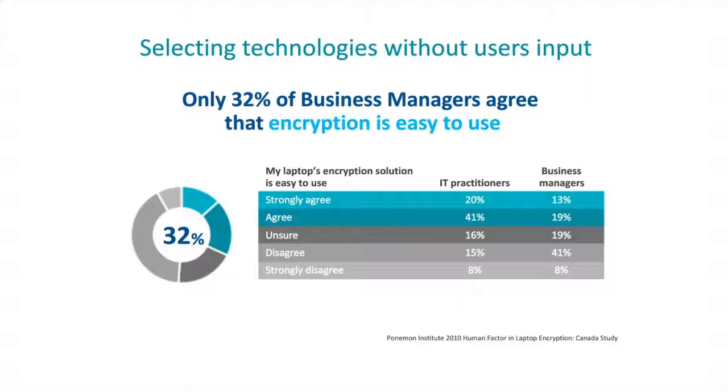And so another big common mistake that we see is that you need to make sure that when you are selecting technologies, you need to do it with users' input, not without. And we see this a lot in the encryption market due to encryption really being a technology that users are not very familiar with because they don't use encryption in their personal life. Whereas if you look at the market, like the two-factor authentication market, most consumers have used this in some form or fashion in their personal life. But specifically in the encryption market, we've noticed that only 32% of business managers agree that encryption was easy to use. So this is actually the users of the encryption software.